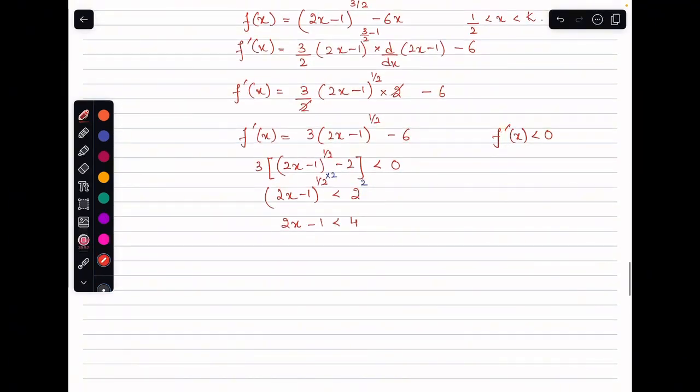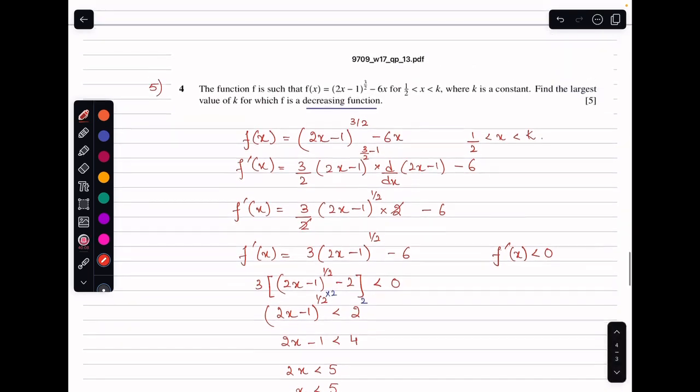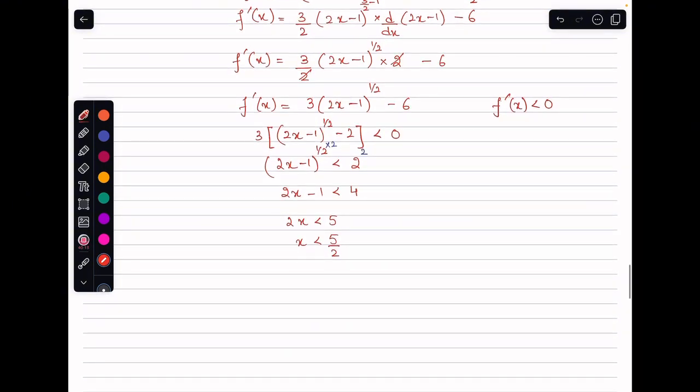Or further, I can say it's 2x, which should be less than 4 plus 1, giving us a 5, or I can say it should be x less than 5 by 2. So according to the question, they have asked us for the value of k, and I can see that this k here is for x to be less than k. So x less than k is 5 by 2. Therefore, I can say that this k value shall be equal to 5 by 2, and this should be the answer or the solution to this question.